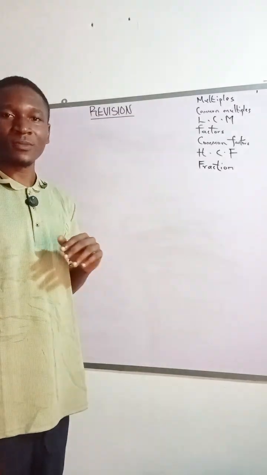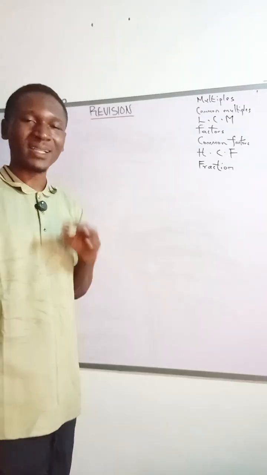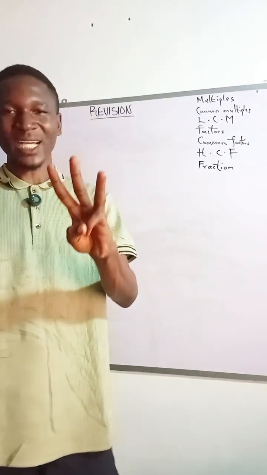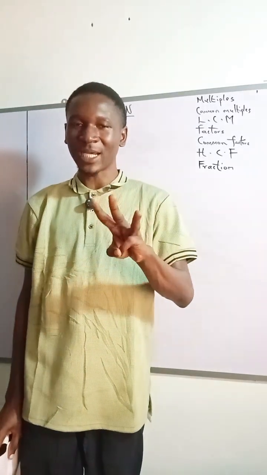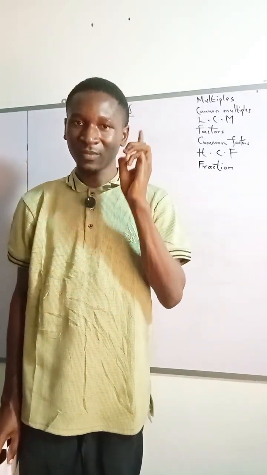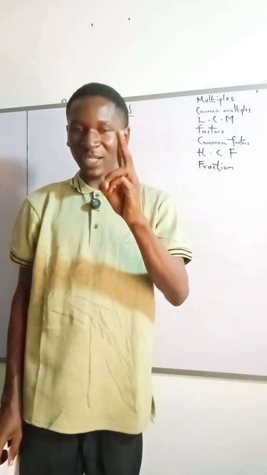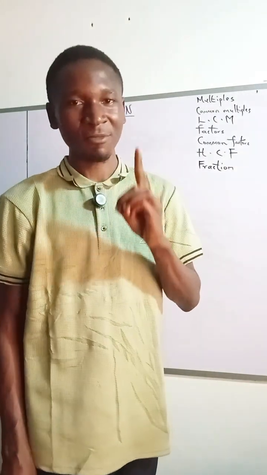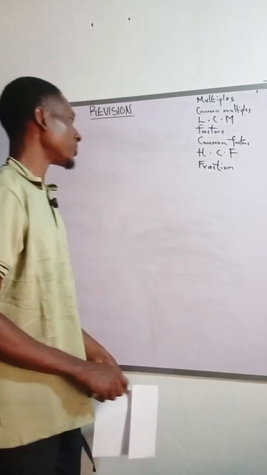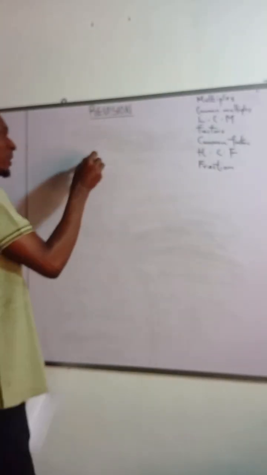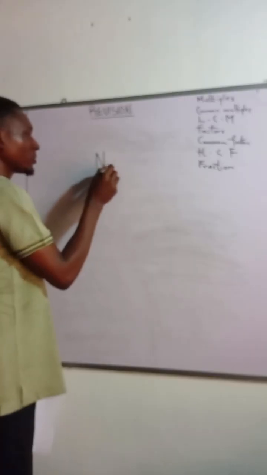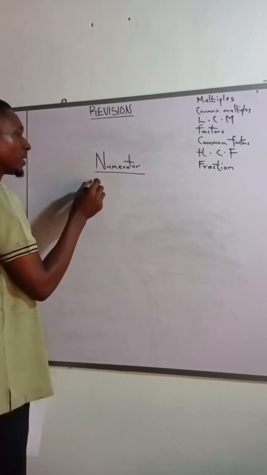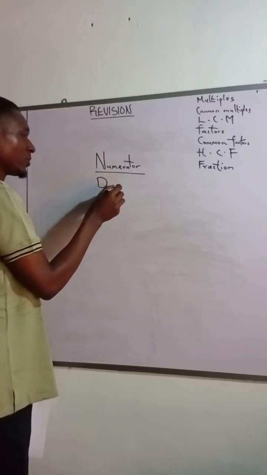Now, having known that, there are 3 different types of fractions also. 3 major types. There are more than 3, but the major types are just 3. Proper fractions, improper fractions, and mixed fractions. And I told you that proper fractions are fractions whose numerator, remember, the fraction always has numerator all over denominator.